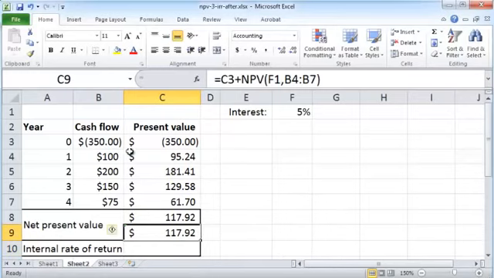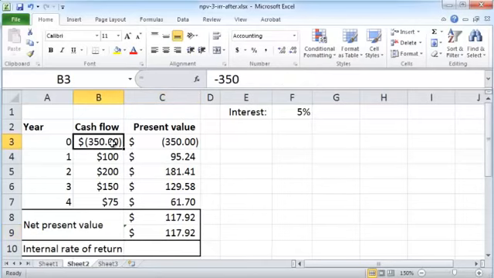So if we were to put $350 in this venture, which will yield $100 in the first year, $200 in the second year, $150 in the third year, and $75 in the fourth year, then we will be better off by $117.92. So that means that is our gain out of the venture, and we should probably put money in this venture as opposed to putting the money in the bank.